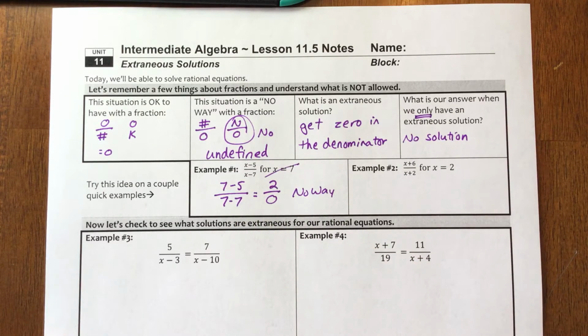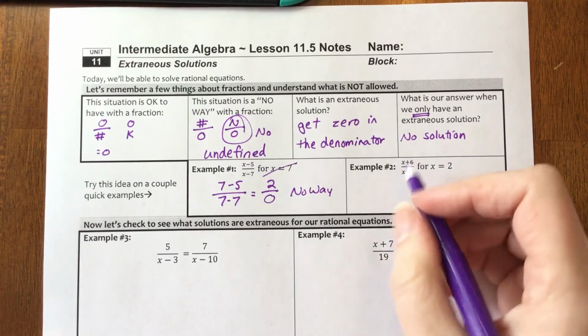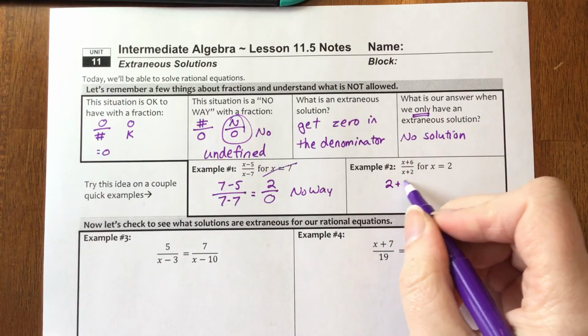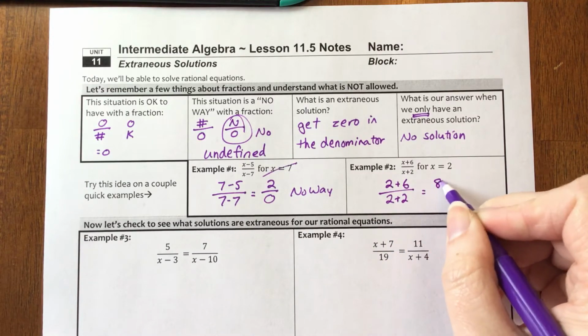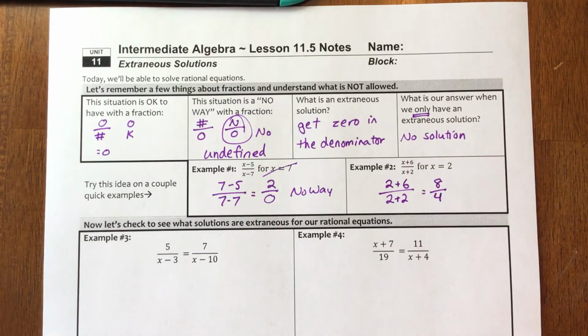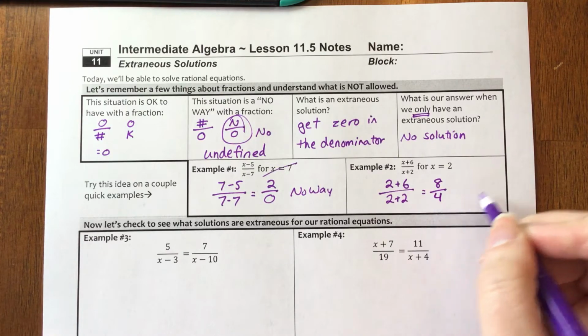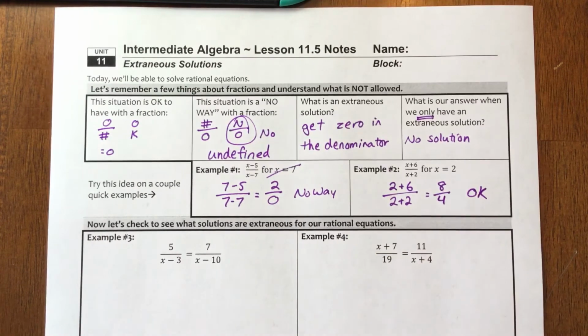Okay, let's do the next one. Let's plug in 2 everywhere we see an x. So 2 plus 6 over 2 plus 2. That is 8 over 4. Not dividing by a 0, so this is okay. So x equals 2 is allowed to be a solution.